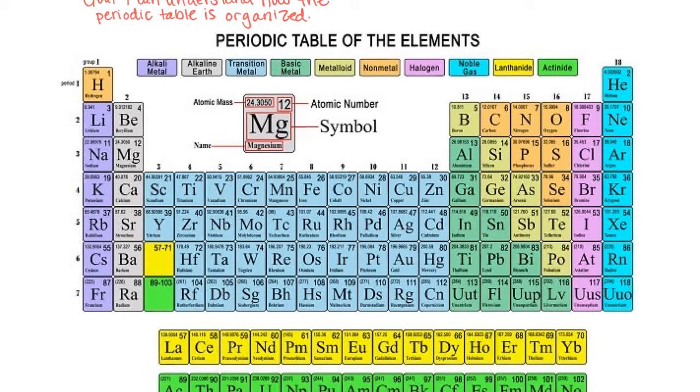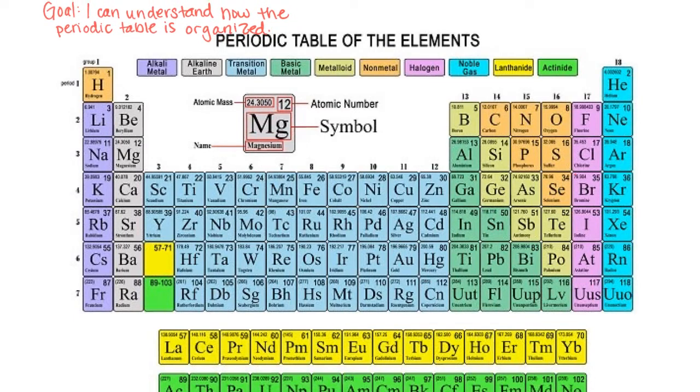So here's the periodic table, and just like how you all took those different shapes and pictures of things and organized them in a certain way, the periodic table has different elements that are organized in a certain way. So our goal today is that we can understand how the periodic table is organized. The periodic table is really organized in 3 ways, and we're going to talk about those 3 ways.